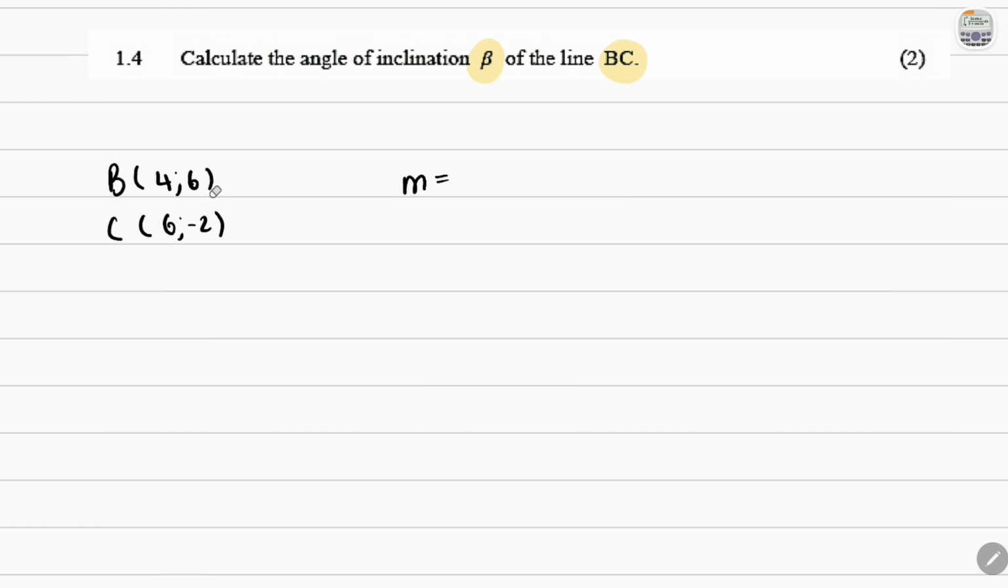So let's just go ahead and this time we can take top minus bottom, it's fine. So this is 6 minus negative 2, which becomes a plus 2, all over 4 minus 6. So this is going to be 8 in the numerator. In the denominator, we're going to get a negative 2. So 8 divided by negative 2 is negative 4. Okay, so this is the gradient of BC.